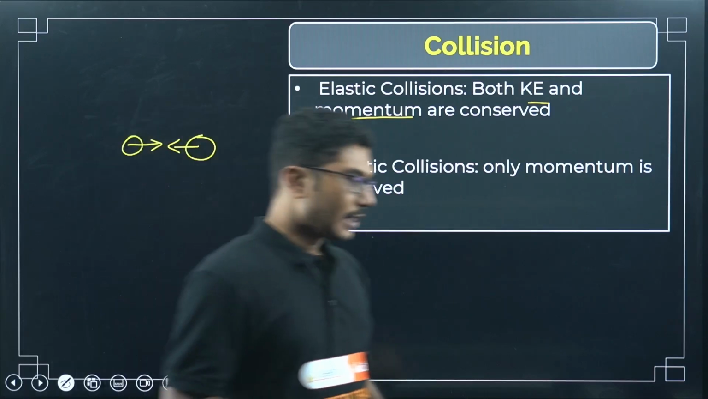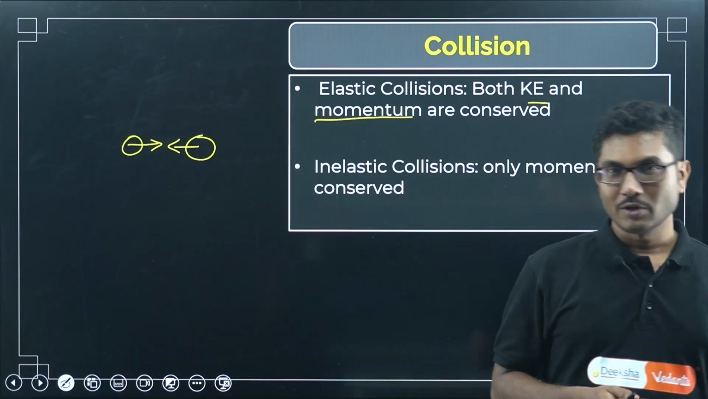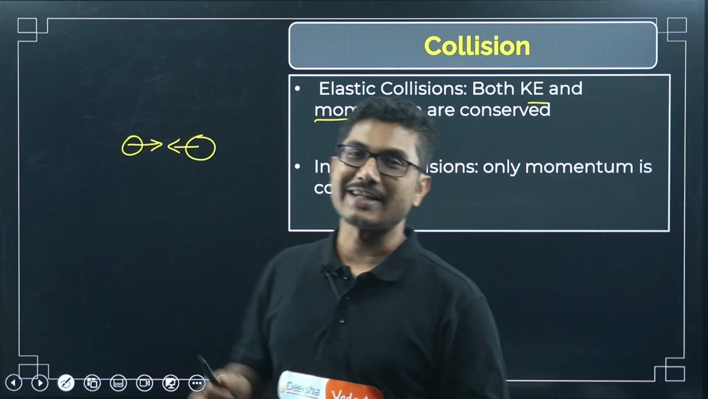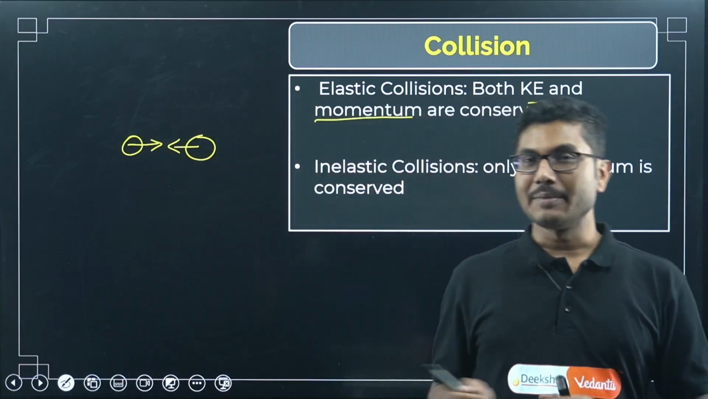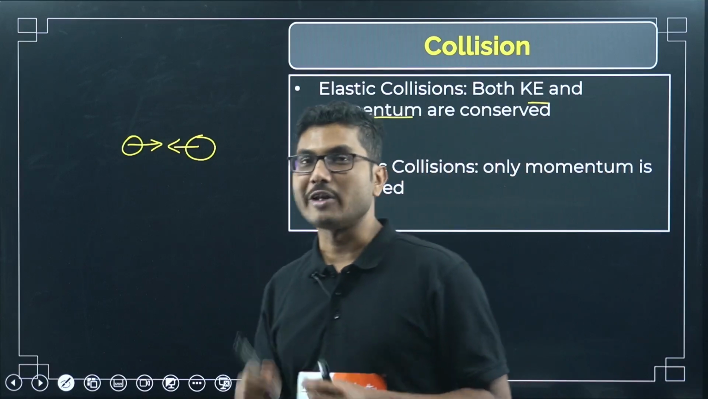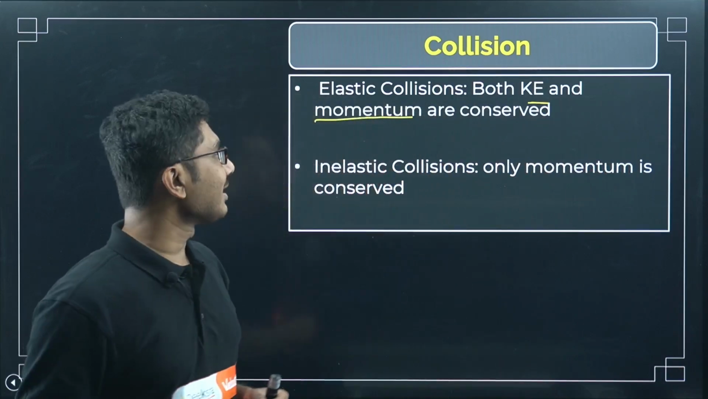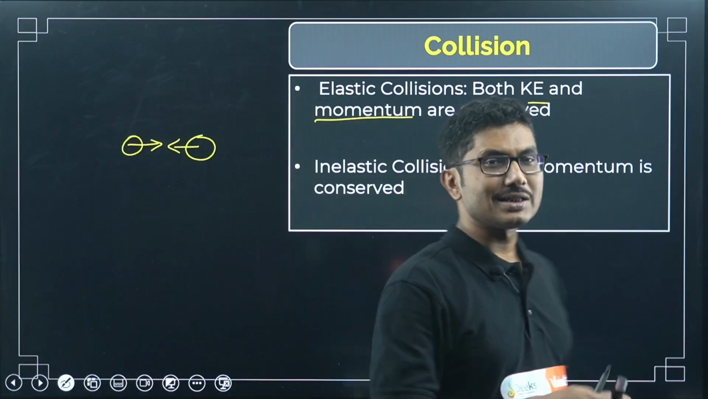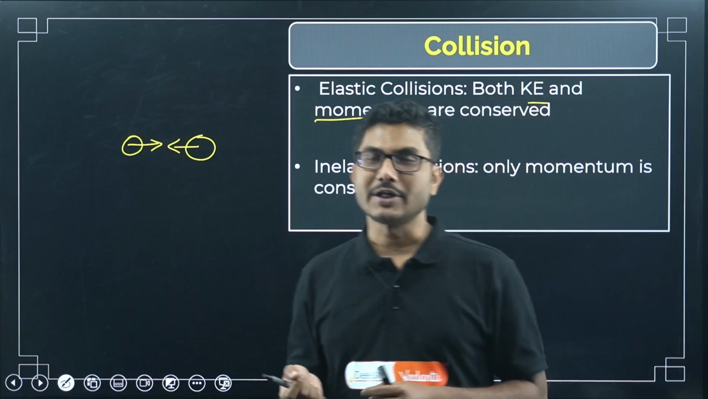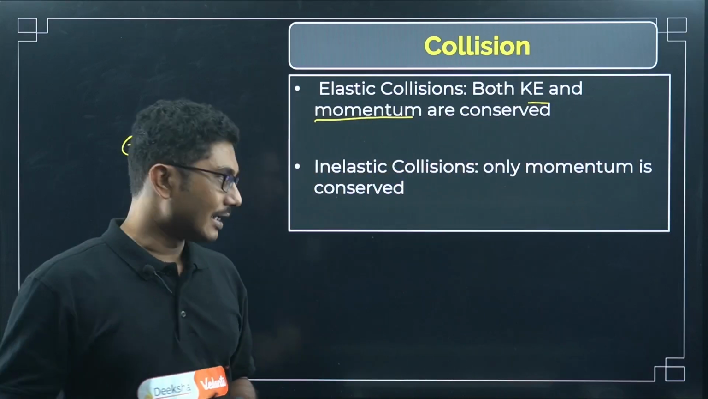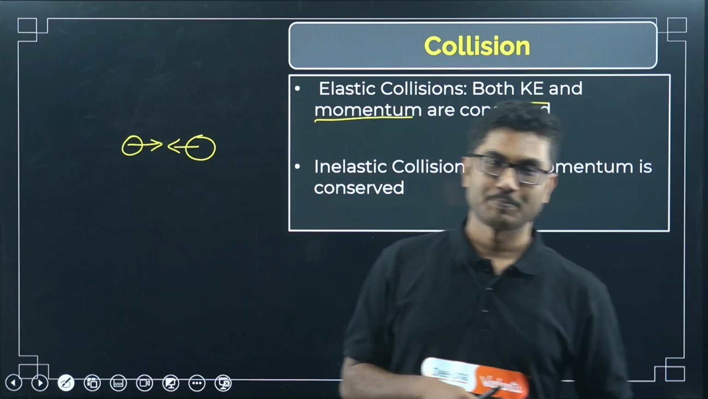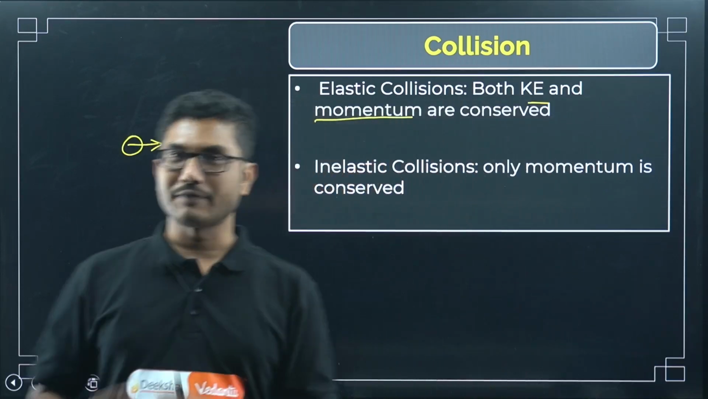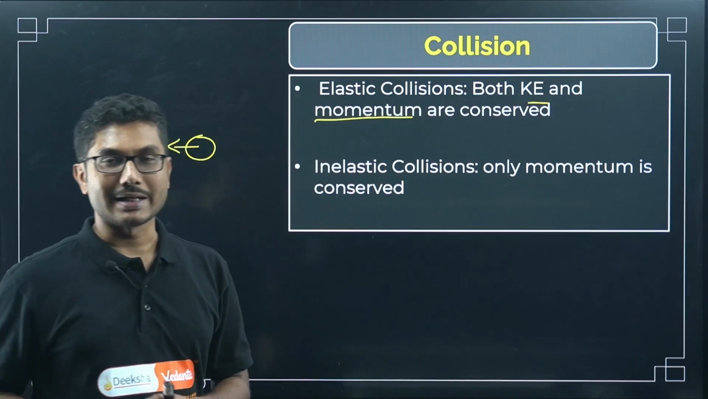For example, if you have seen cricket, when we say the batsman has timed the ball well, what is the meaning of timing the ball well? It means the collision is almost perfectly elastic. An exact perfectly elastic collision is very rare in nature. So when the collision is almost perfectly elastic, kinetic energy is also conserved, and you transfer the momentum perfectly. There is nothing else happening.